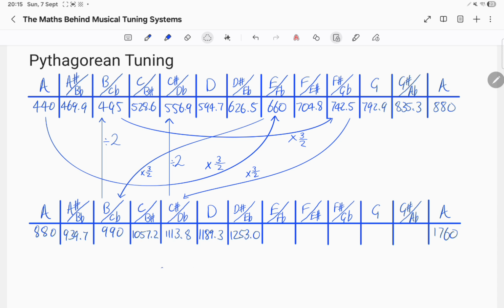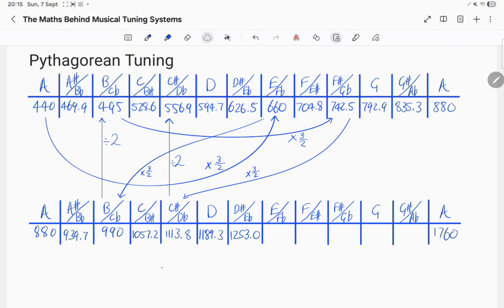Firstly, we'll start with A. We'll go a fifth up, which is E, and to do that, we'll multiply the frequency by 3/2 for 660. Then we'll multiply by 3/2 again. This takes us to B, the octave above, at 990 Hz. Here we'll divide by 2 to get 495 Hz, just to take it back down to the original octave.